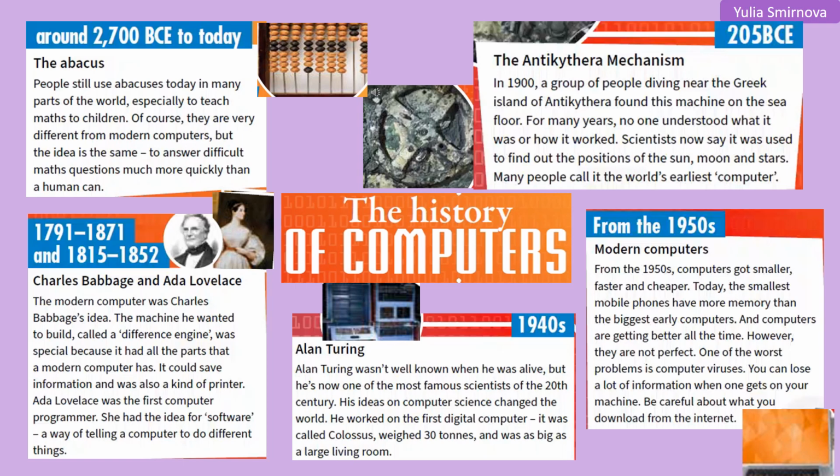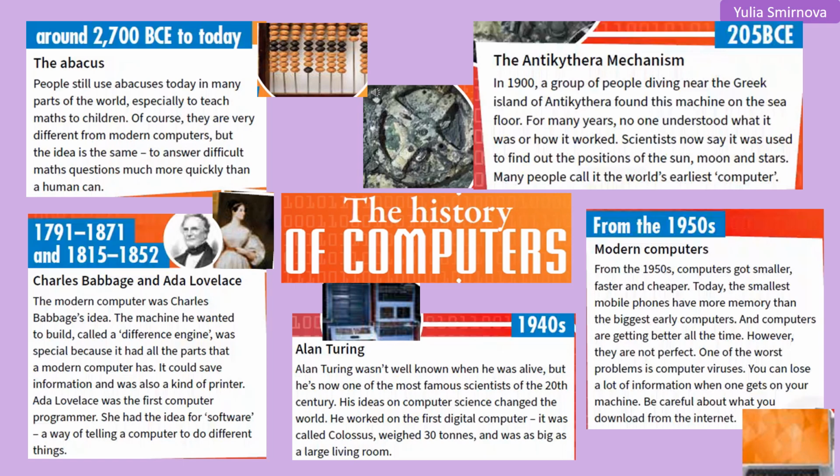205 BCE, the Antikythera mechanism. In 1900, a group of people diving near the Greek island of Antikythera found this machine on the sea floor. For many years, no one understood what it was or how it worked. Scientists now say it was used to find out the positions of the sun, moon, and stars. Many people call it the world's earliest computer.